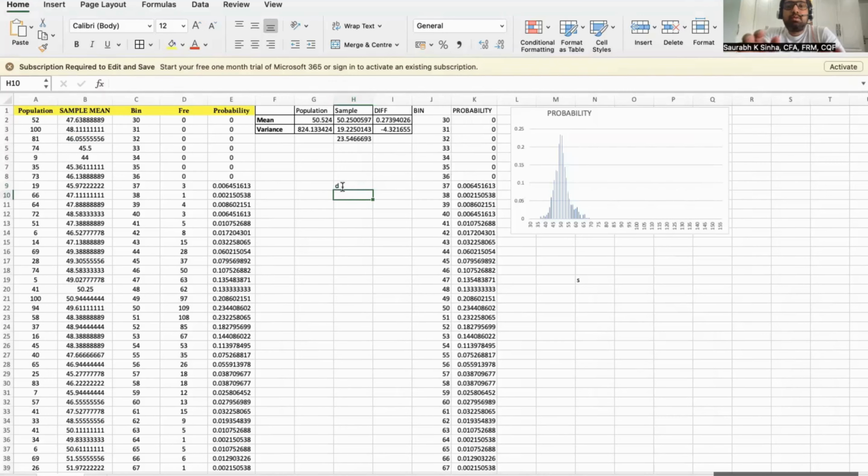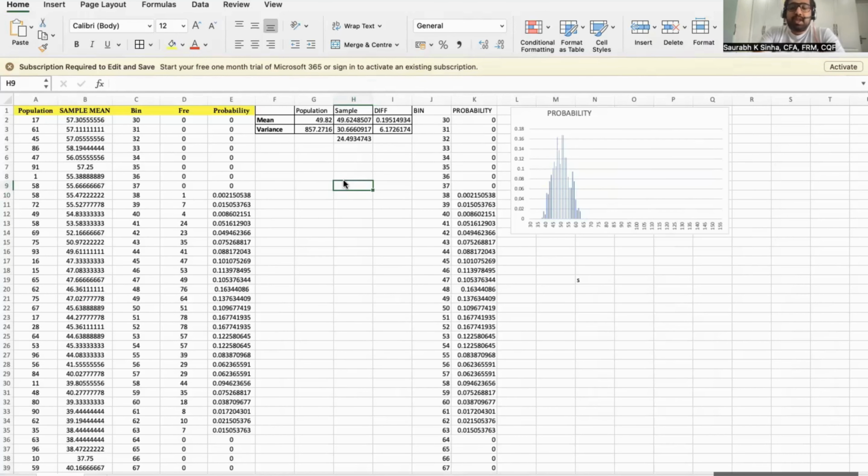But let's take another sample. See now the difference converted from negative to positive, and is very near to the same amount. So on an average, negative and positive cancel out each other. So on an average, the sample mean is going to be the population mean. Sometimes it would be greater than the population mean, sometimes it would be lesser than the population mean. Got it?